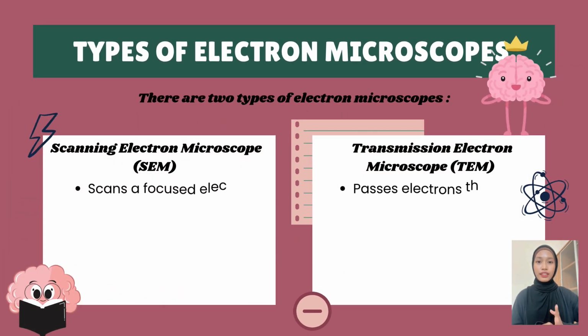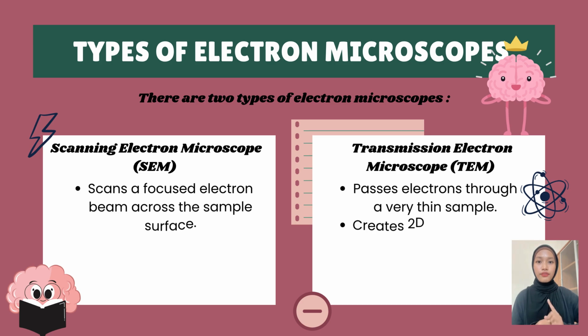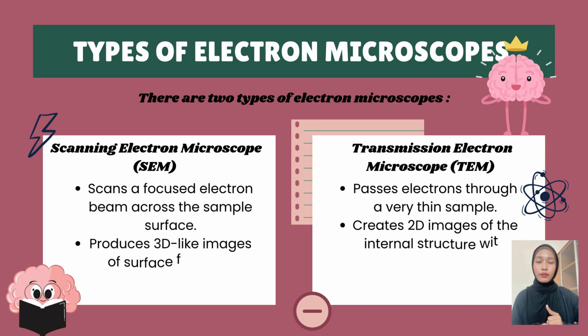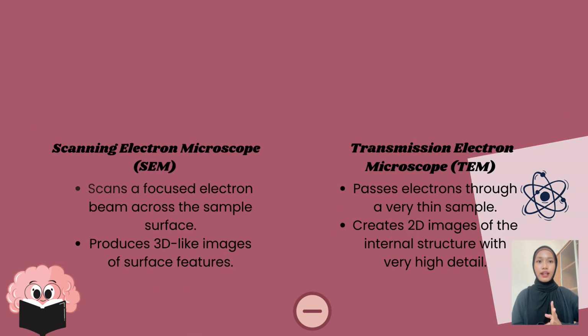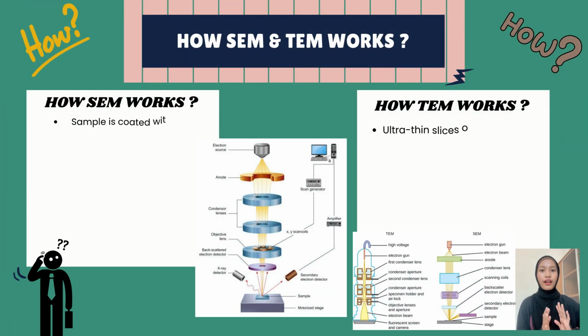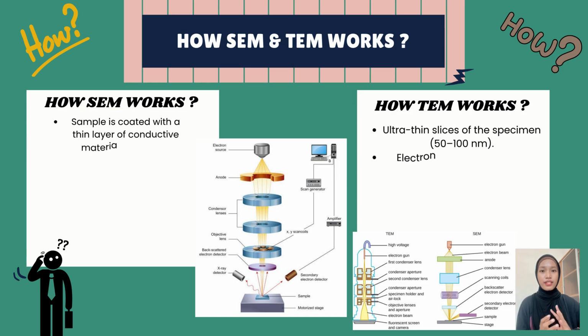There are two main types of electron microscope. First, the scanning electron microscope or SEM, which scans the surface of a sample and produces a three-dimensional-like image of its surface. Second, we have the transmission electron microscope or TEM, which passes electrons through a very thin sample to reveal its internal structure in fine detail. Okay, let's look at how SEM and TEM actually work.